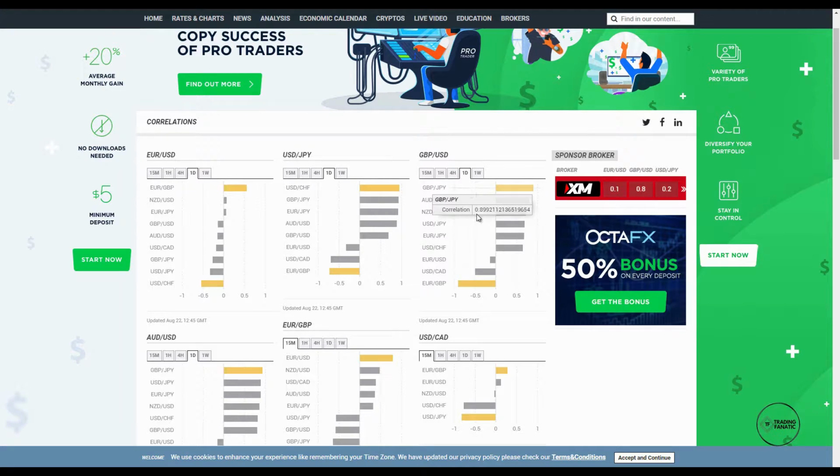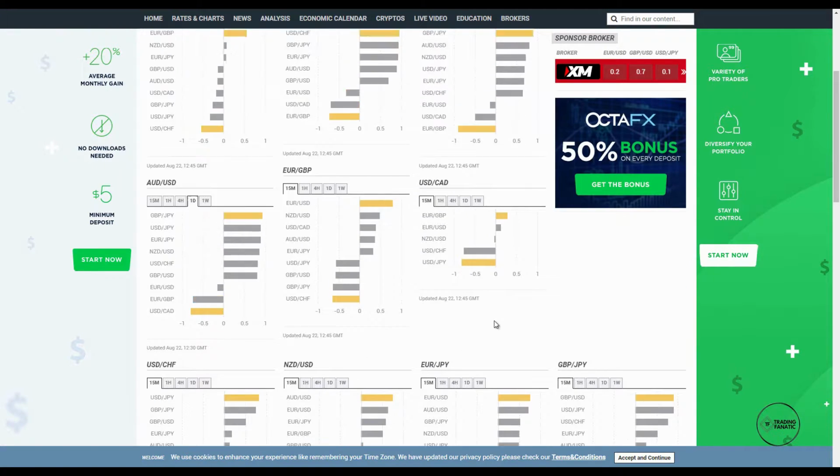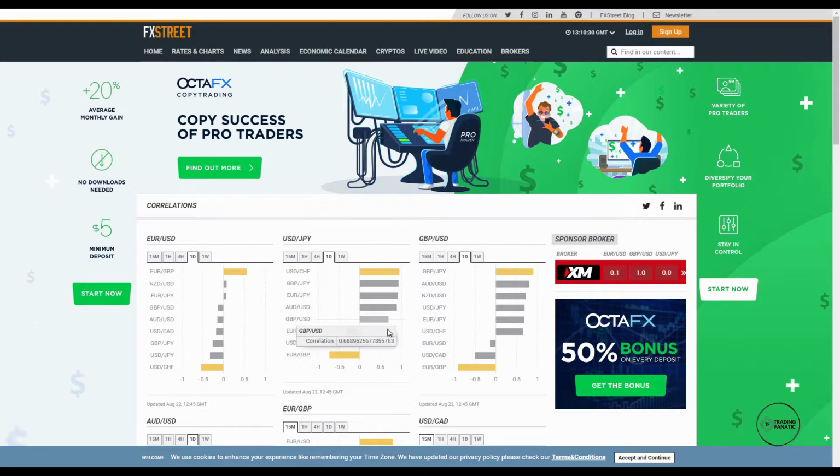We all know that, for example, Euro USD is opposite to USD Swiss franc, or USD JPY is opposite to gold, and these kinds of correlations that are stated over the years. So let's have a look right now. GBP USD, I'm quickly going to have a look at the chart.